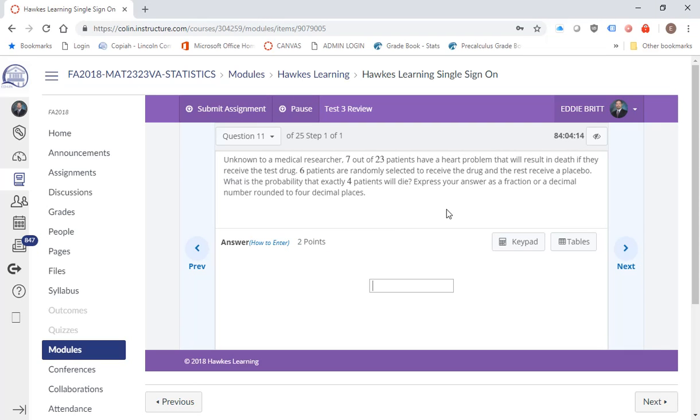All right, on problem number 7. It says, unknown to a medical researcher, 7 out of 23 patients have a heart problem that will result in death if they receive a certain drug. 6 patients are randomly selected to receive the drug. What's the probability that exactly 4 will die?